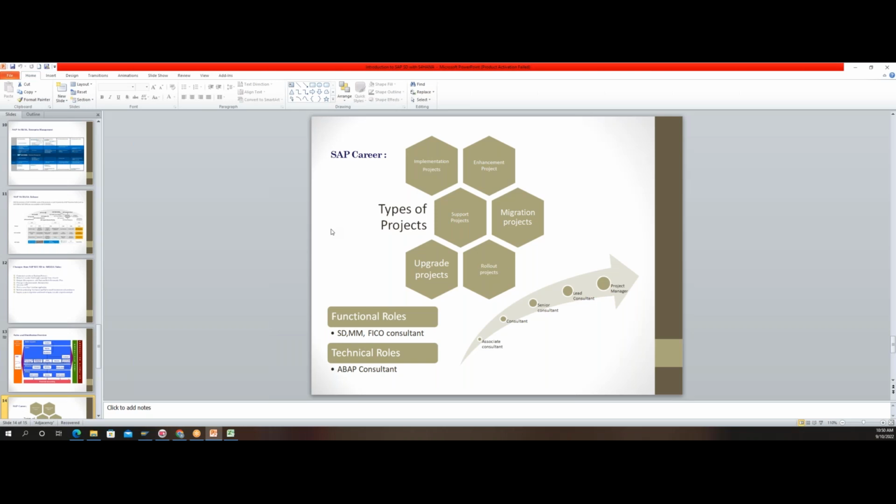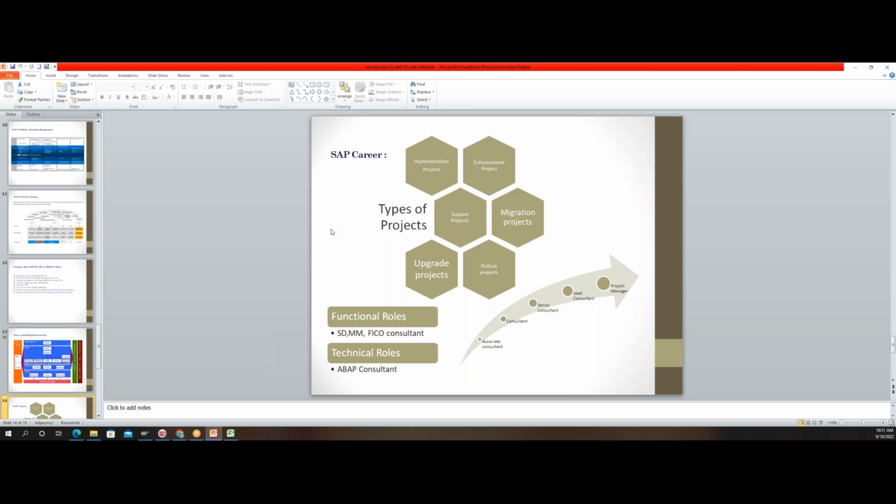Now, types of projects: we have the implementation project, enhancement, support, migration, upgrade, rollout. Depending on the requirement from the client, if you are deploying it for the first time, you call it an implementation project. Say you have implemented in India, and now you want to extend the SAP ERP software to your other locations, Singapore and Malaysia. Then you call it a rollout.